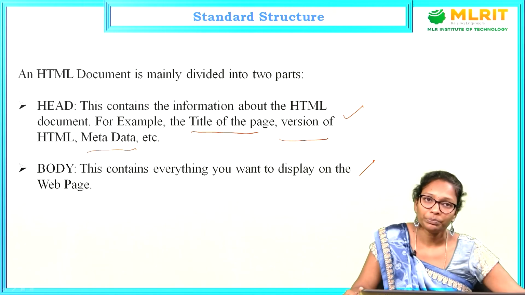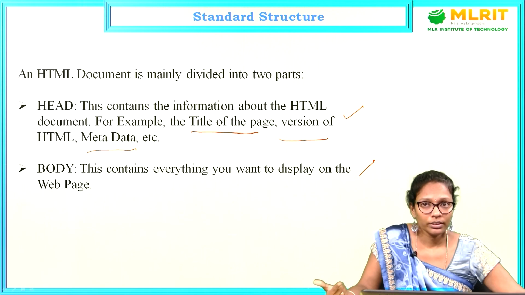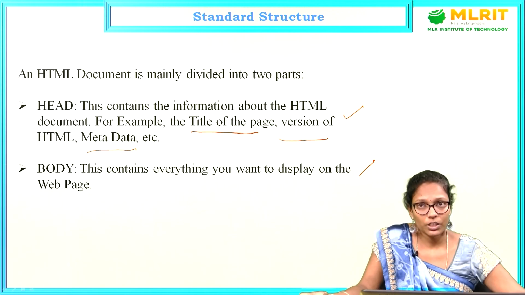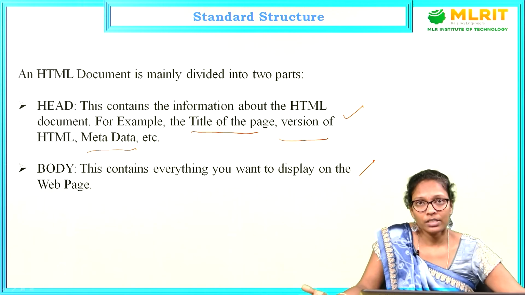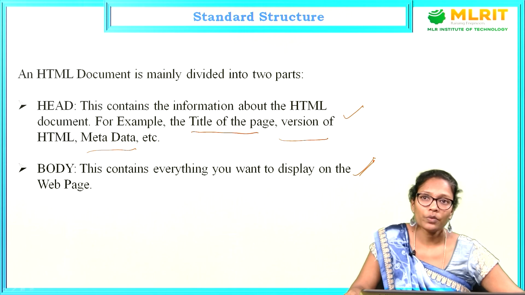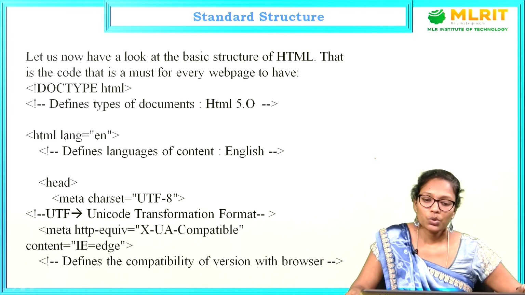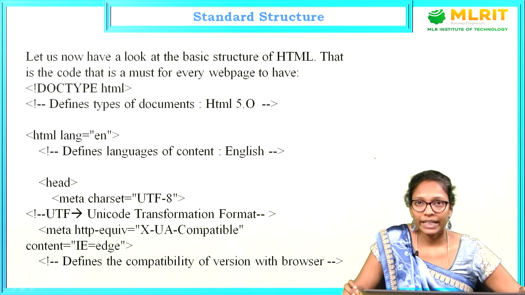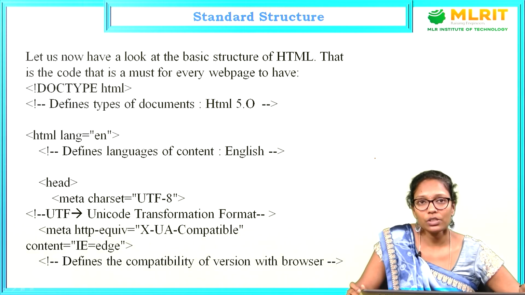Metadata, as I said, includes the description about the author, the description about the web page, and other things. If you want to include them, you can write them in the header section. The body section will contain different types of elements. So this is the basic structure for any HTML page. These lines are common for every HTML program.